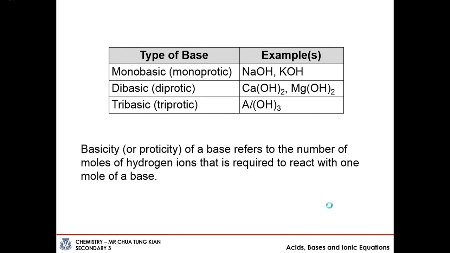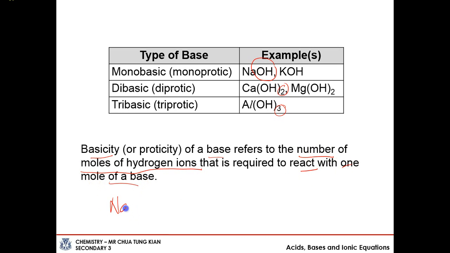Okay, so similar to acids where there are monobasic, dibasic, and tribasic acids, we also have bases which are monobasic, dibasic, and tribasic. So NaOH, for example, contains one OH- which could possibly dissociate out. Dibasic: calcium hydroxide, 2. Aluminum hydroxide, 3. So basicity of a base simply refers to the number of moles of hydrogen ions that is required to react with 1 mole of the base.